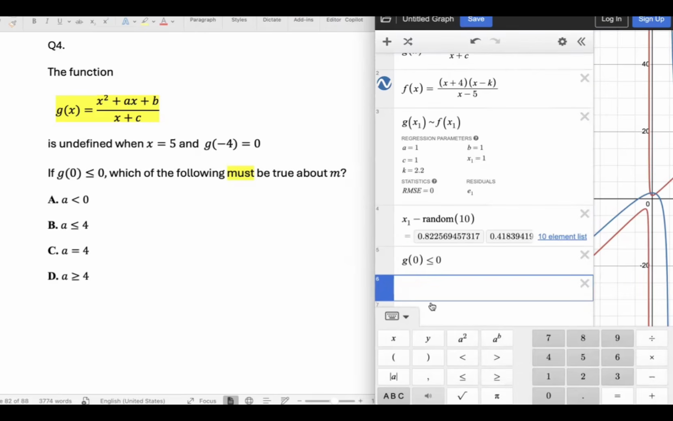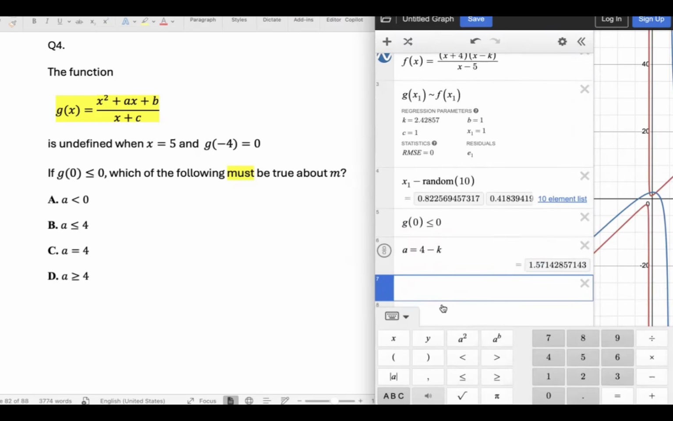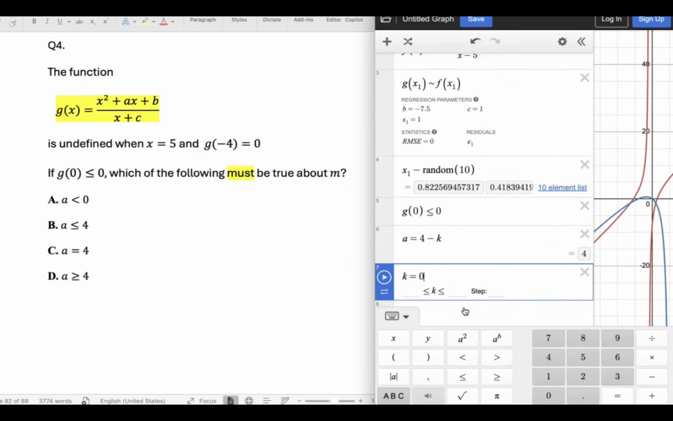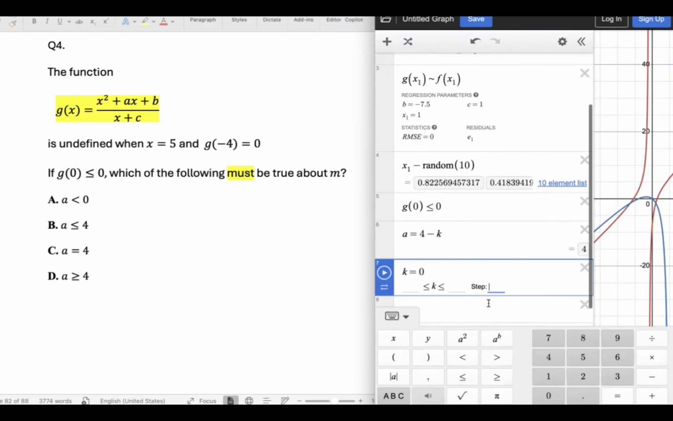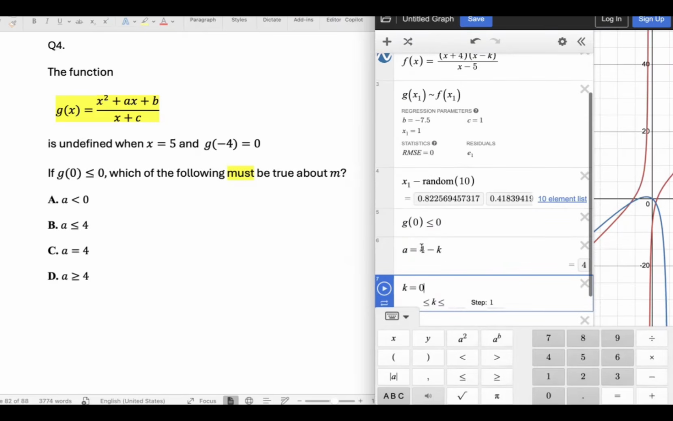But what is the problem? You have to define a for Desmos. Otherwise, you're going to pick certain numbers. a is 4 minus k, and now I can just change k. Based on the fact that g of 0 is less than or equal to 0, I'll say in Desmos k can be any number less than 0, right? I pick 0. What is the problem? I'm going to use a slider here. I say step 1. When k is 0, a is 4. Because k is less than or equal to 0, I'm going to go down to minus 1.